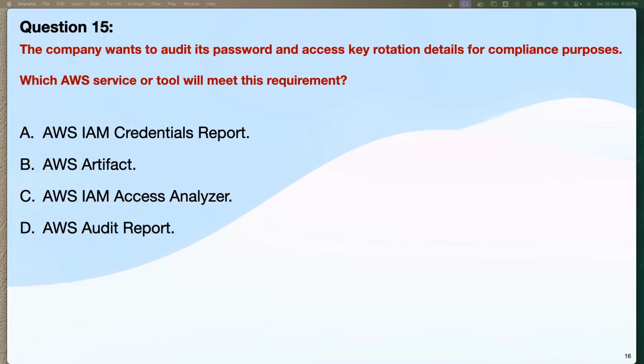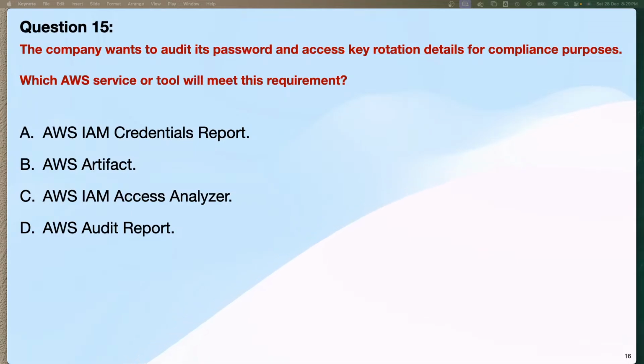AWS Artifact is for downloading any compliance reports of AWS. We discussed this also in our course video, right? AWS Artifact is where you download whether AWS is PCI compliant or HIPAA compliant, or any certificates you want from AWS to prove that you are using AWS and AWS is compliant in that region or that service. You need to give these to your auditors. You can download the reports from the AWS Artifact location of the service. So that's Artifact. IAM Access Analyzer, option C, is also a valid service, but not for this question.